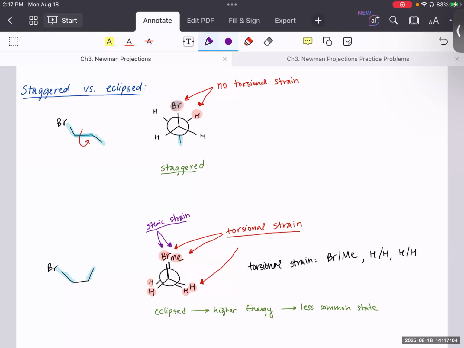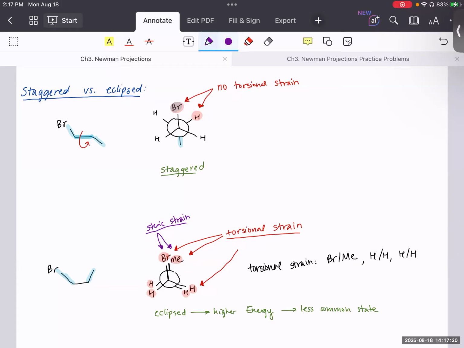Hydrogens are too small to really have any steric strain, so generally that group doesn't come close enough in three-dimensional space to the other atom to cause any sort of additional strain, so we don't have to worry about steric strain for those. We can also get steric strain in a staggered state if the groups are big enough.